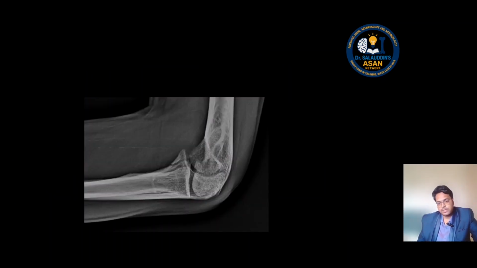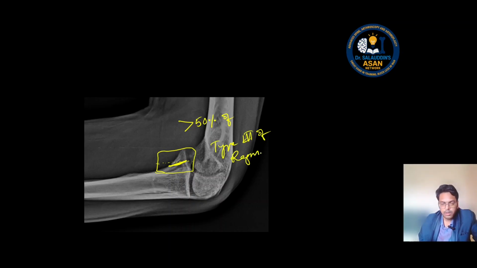Now you tell me, where is the fracture line? The fracture line is here. Now you tell me whether it is 50%, less than 50% or more than 50%. Divide it into 3 complete parts. See, this is the 50% line. It is almost more than 50%. So it is more than 50% of the coronoid fracture. So it is type 3 of the Regan and Murray classification for coronoid process.